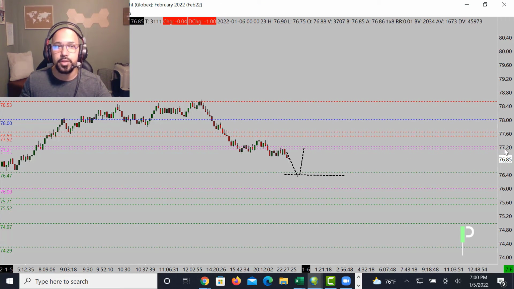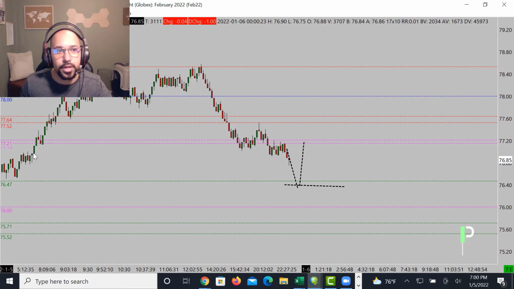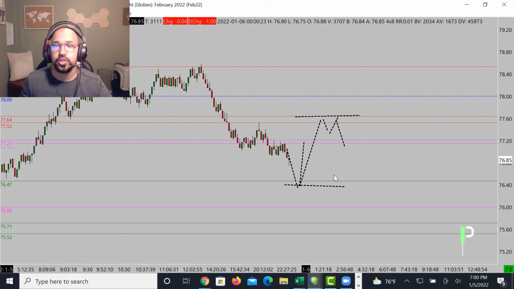Resistance is sitting up here right around these 77.21s, and then above that 77.52 to about 77.64 as the next level. So if we fail to get through this one here at 64, could look for a nice double top and then a push lower after that. So just keep that in mind. That could be a good short opportunity if we don't get through that level. And if we don't get up to that level and we fail here at these 21s, this could be another good short opportunity as well, right off these 77.21. So those are going to be our shorts.